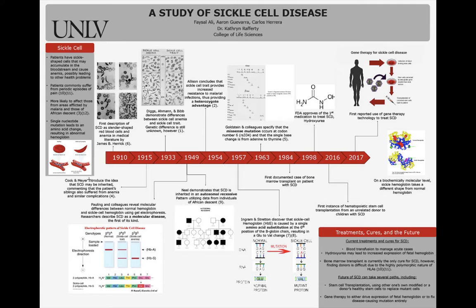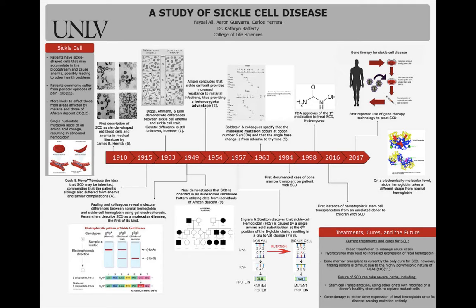In 1915, Dr. Jerome Cook and Dr. Jerome Meyer described another early case of sickle cell disease and related it to Dr. James B. Herrick's 1910 paper. They also introduced the idea that the disease may be inherited, commenting that the patient's siblings also suffer from anemia.